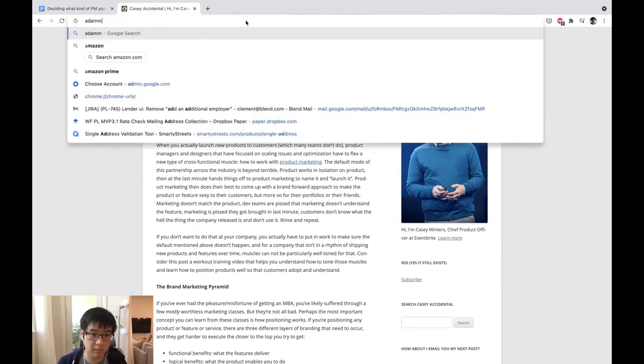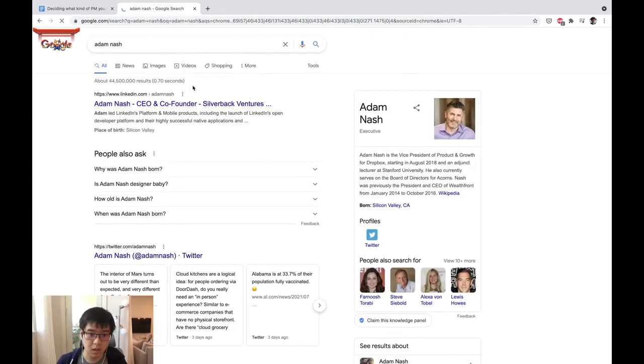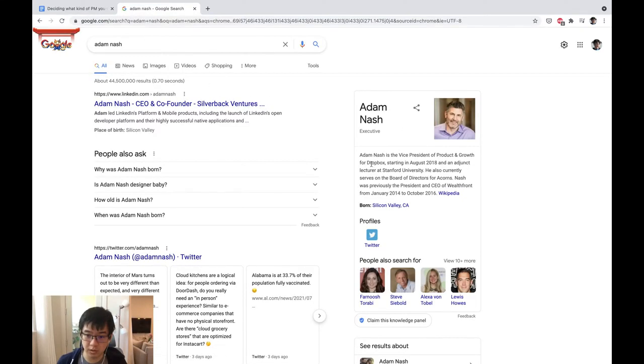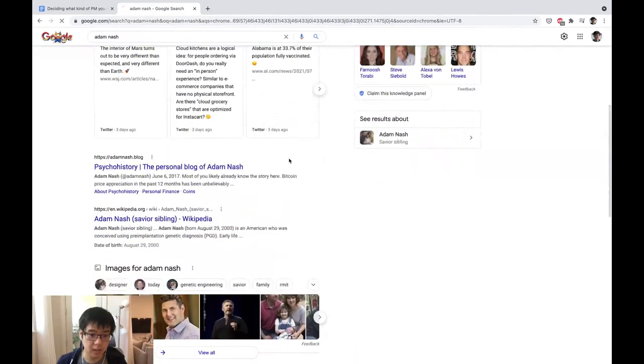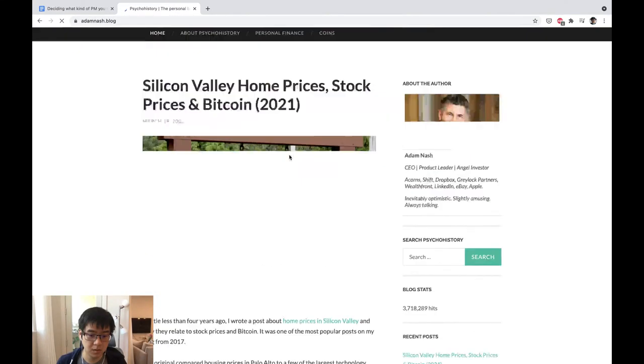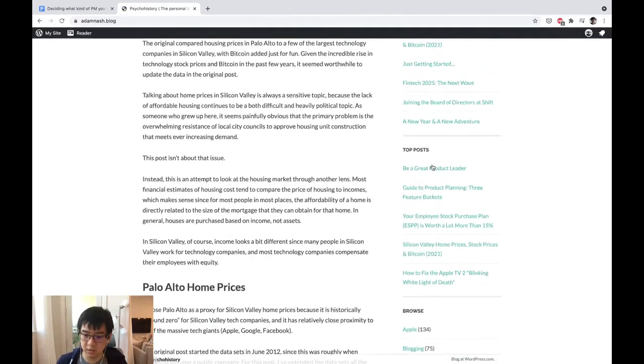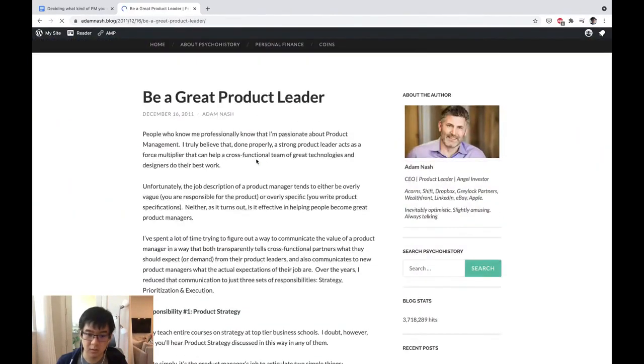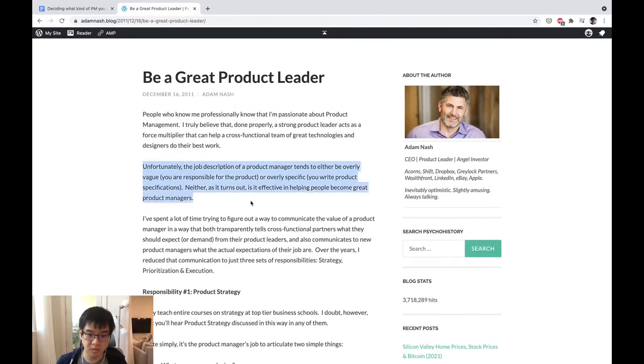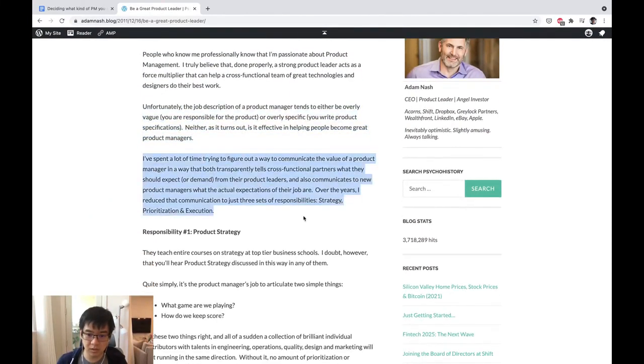I mean, similarly, like Adam Nash, who used to be at Dropbox, right? Not this one, but this one. This would be a great product leader, right? Overly vague, how to communicate. And so this here basically automatically knocks out everyone who's an aspiring product manager, because Adam doesn't spend any time talking about what it means to be in product, right? He assumes that you're already in product.